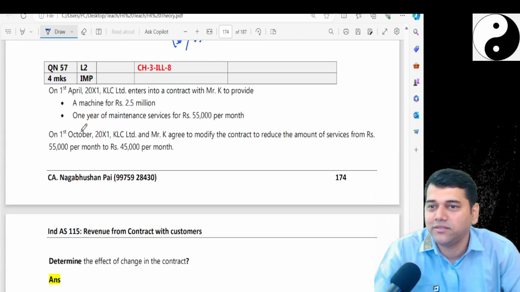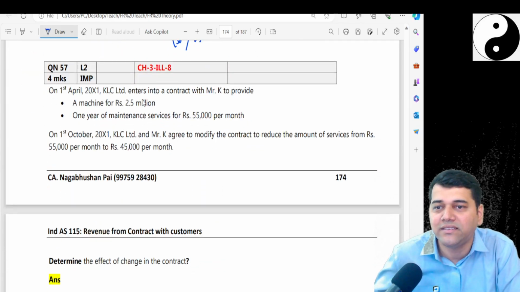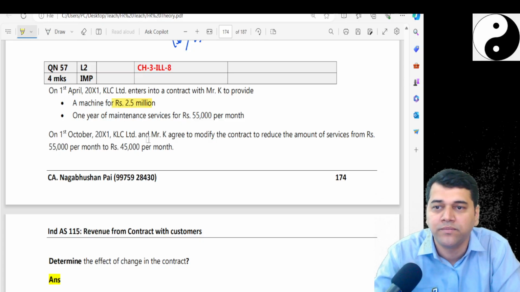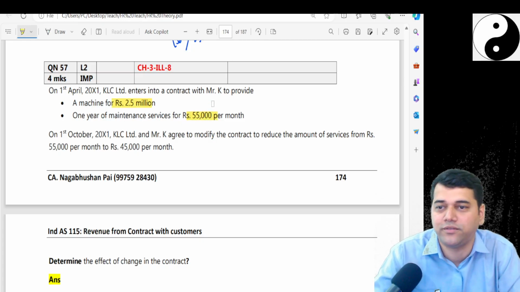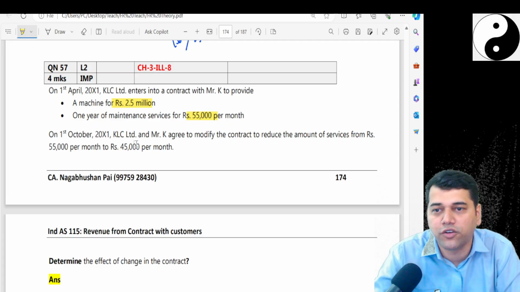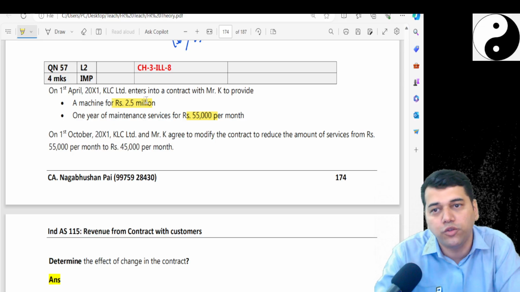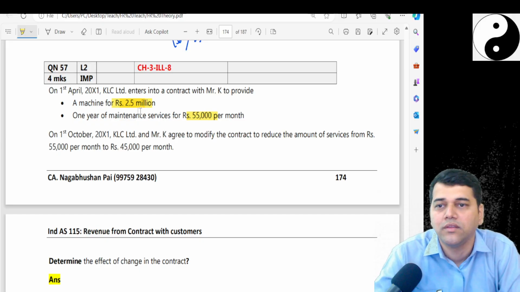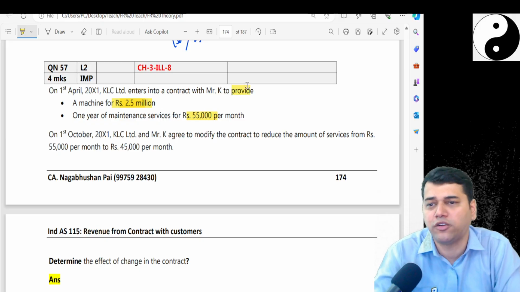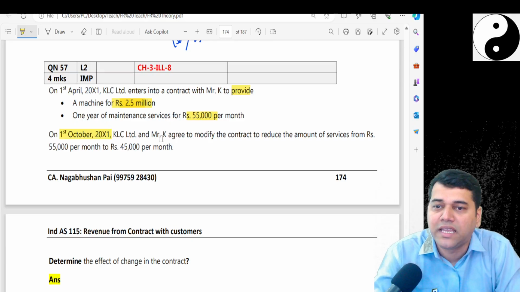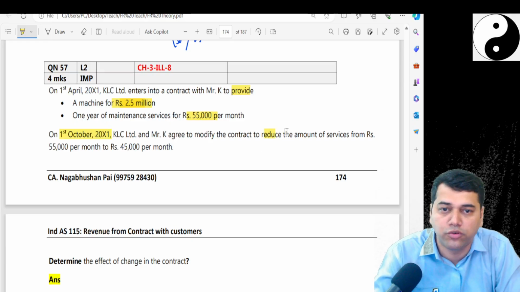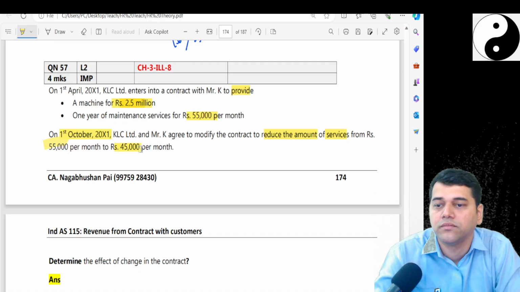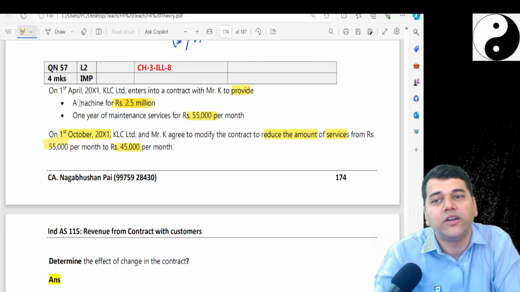Yes, one more question. On 1st of April, KLC Limited enters into a contract with K Limited to provide a machine for 2.5 million and 1 year maintenance service of 55,000. On 1st of October, KLC agreed to modify. First of all, did you fulfill this contract of machine delivery? On 1st of October, KLC and K agreed to modify the contract to reduce the amount of services from 55 to 45. So I assume that you must have already delivered this.